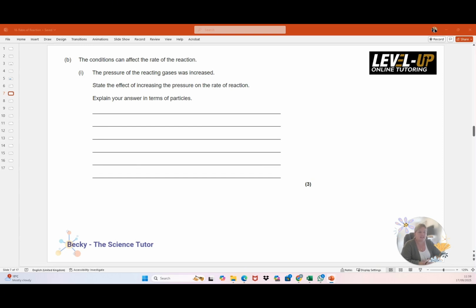State the effect of increasing the pressure and explain your answers in terms of particles. So we've got 3 marks available. We've got 2 parts to this question. We've got state and explain. So state the effect of increasing the pressure. That is going to be that the rate increases. Okay. Now we need to explain in terms of particles. So why? This is because the particles are closer together.